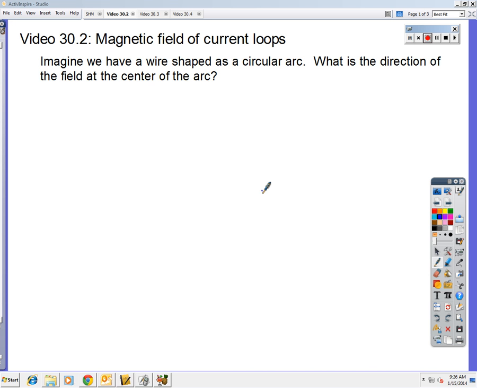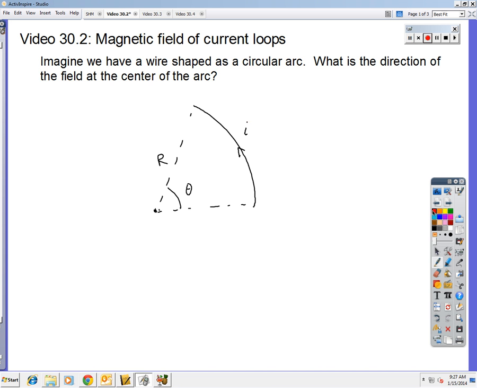So we'll start with a circular arc. Not a complete circle, but an arc of radius r that subtends an angle theta. And we're going to measure theta in radians. Don't get freaked out by that. And we'll say that this segment of wire carries current I. And we want to find the field at the center of the arc, which is relatively easy to do. Finding the field anywhere else is a pain, but at the center of the arc, it's not too bad.